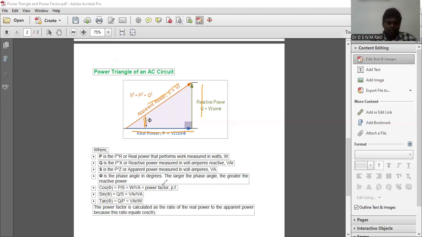Power factor is also defined through the phase angle between voltage and current. The cosine of the phase angle between voltage and current is the power factor. From the impedance triangle, power factor can be defined as the ratio of resistance to impedance. As we have seen, this is R, this is X, this is Z, so cos phi equals R by Z. From the power triangle, cos phi can also be defined as the ratio P by S. That means P is represented in kilowatts and S in kVA, so kW by kVA. In this way, power factor can be calculated.